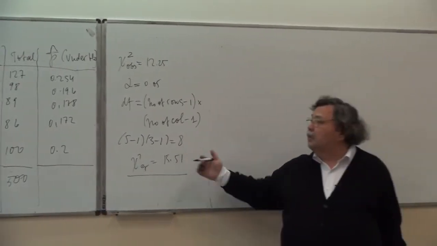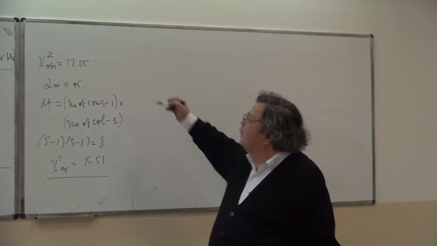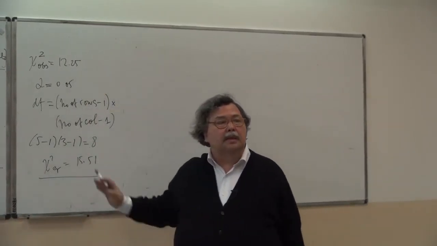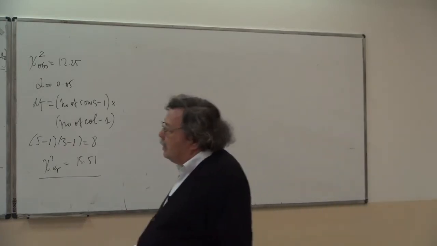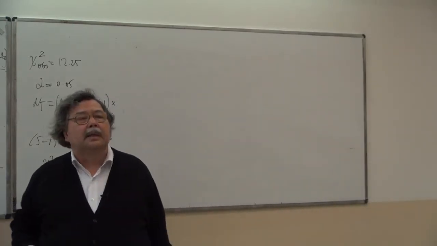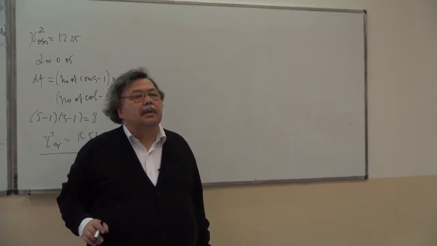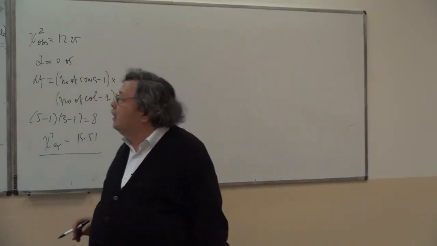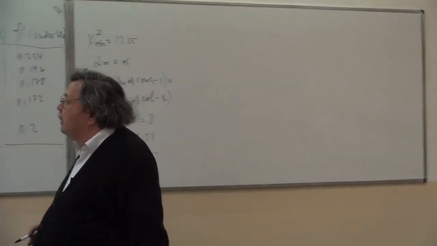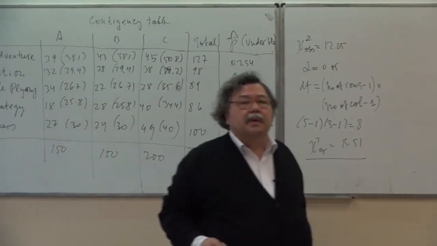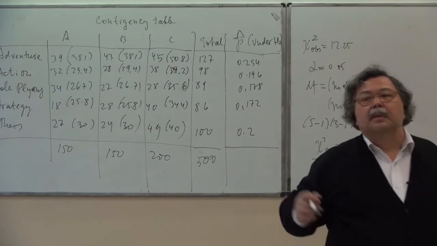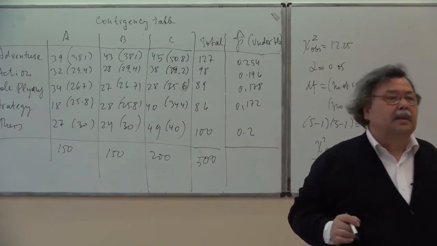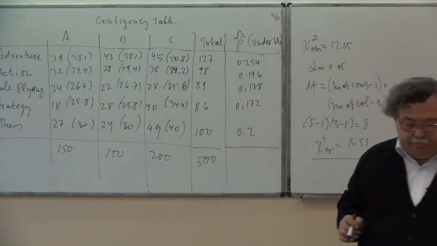Okay. Well, what conclusion do we make? If we compare these two, we see that the observed value is less than the critical value, which means that on this test we didn't find statistical evidence to reject the null hypothesis. And the null hypothesis was, again, that the users' preferences with respect to the type of video game are the same in these three regions. They seem to be the same.